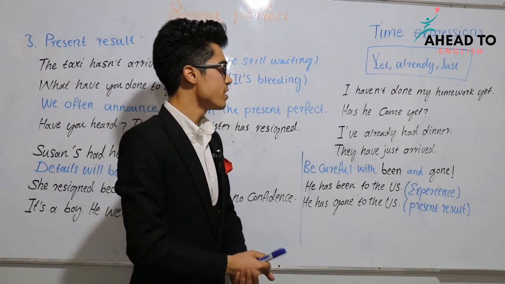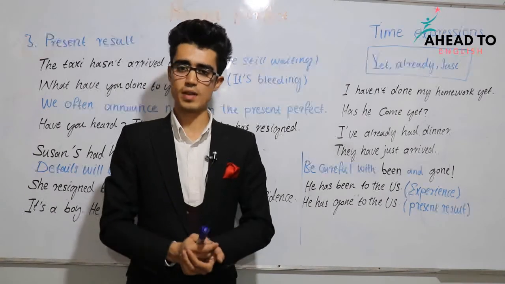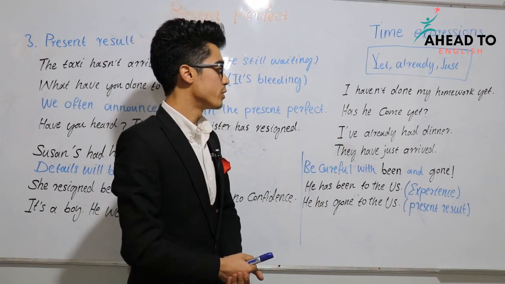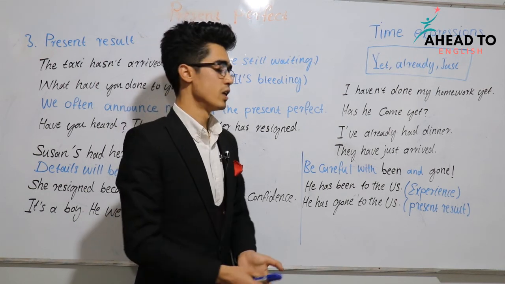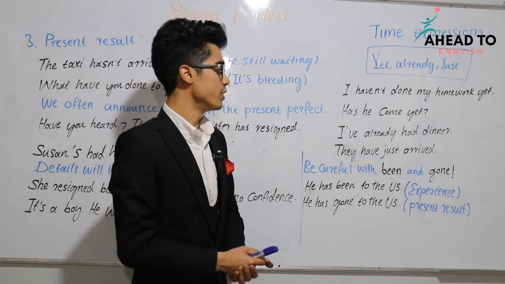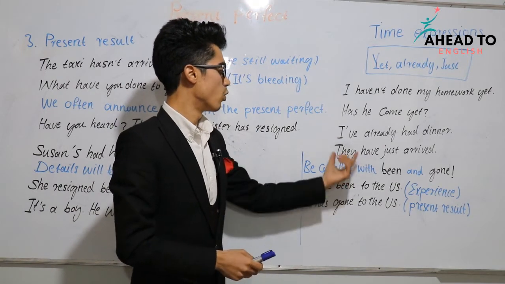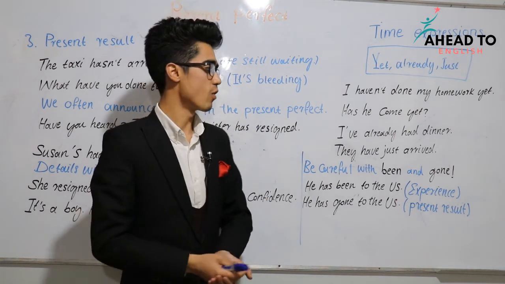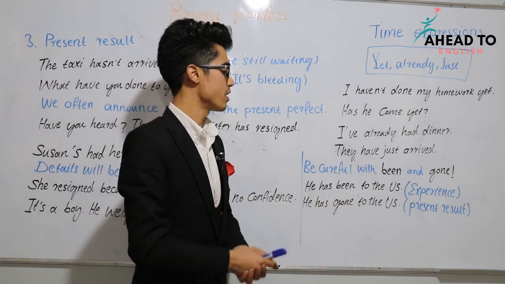Or has he come yet? And also, I have already had dinner. We use already in positive sentences, or they have just arrived. We also use just in positive sentences.